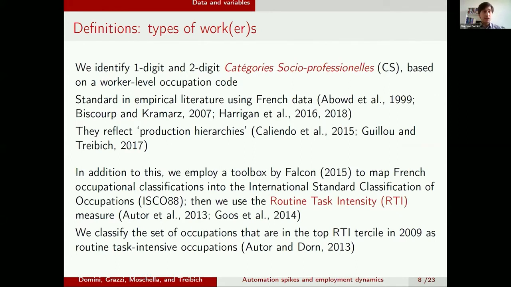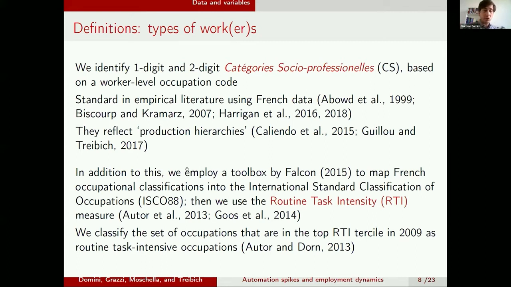So regarding different types of workers, the category socio-professional is our main variable, but we also want to speak to literature that is not just on French data. And to do this, we map these CS categories into the occupations as per the International Standard Classification of Occupations.